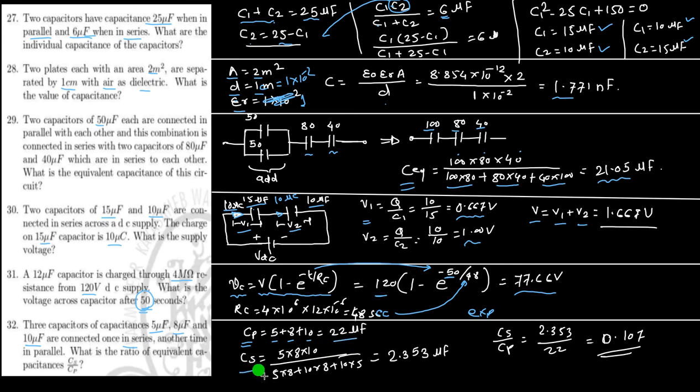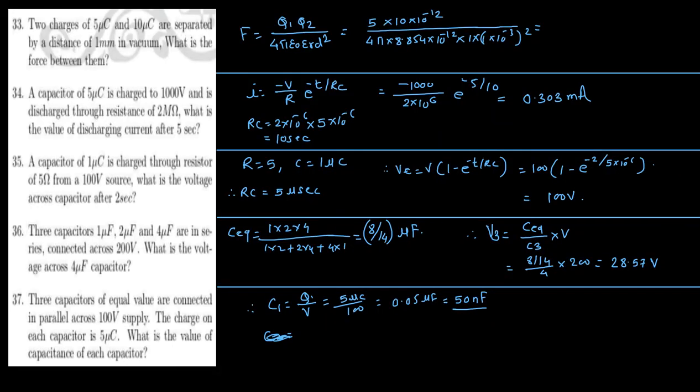When it is in series, it is 5 into 8 into 10 divided by 5 into 10 plus 10 into 8 plus 10 into 5. So it will give you 2.353 microfarad. So CS upon CP, 2.353 divided by 22 microfarad, gives you 0.107 as the ratio. Hope you got all these short questions.